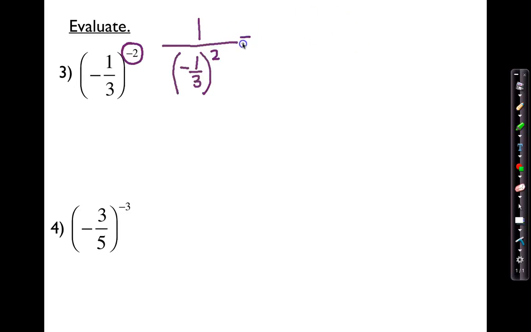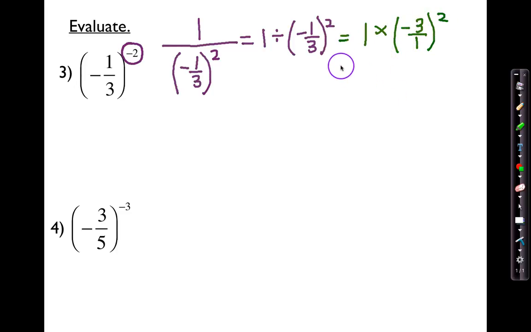Now I'm going to rewrite this as 1 divided by negative 1/3 squared. Then of course we would rewrite this into a multiplication problem. So it's going to be 1 times the reciprocal. Notice it's still negative, so negative 3 over 1 squared. Negative 3 over 1 is just negative 3, squared. I'm going to evaluate that. Negative 3 times negative 3 is going to be a positive 9. Again, I would like you to go ahead and pause the video and try number 4 on your own.